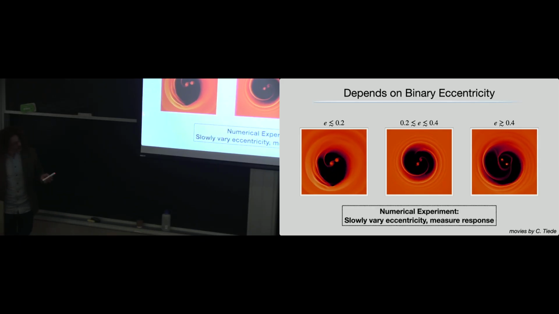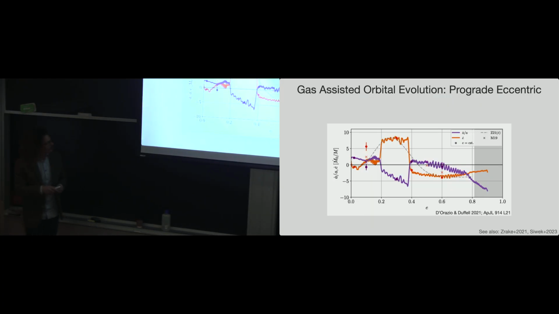I just want to explain what we find with something not quite as beautiful as these movies, this colorful plot here. I have two different colored curves. The purple one tells us A dot, how the semi-major axis changes. Above the line, it's expanding; below the line, the binary is decaying. The orange one is probably the more important one. That's E dot. Below the black line, the binary is becoming more circular. Above it, it's becoming more eccentric.